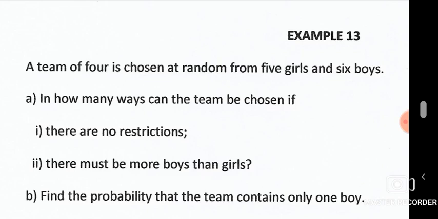They ask you how many ways. You'll be like, okay, they're asking us to find how many ways. So what comes to your mind? Permutations or combinations? They haven't specified. What will guide you to know which is which? Well, a team of 4 is chosen at random from 5 girls and 6 boys. So does it require an order in which they will be getting these 5 girls and 6 boys?